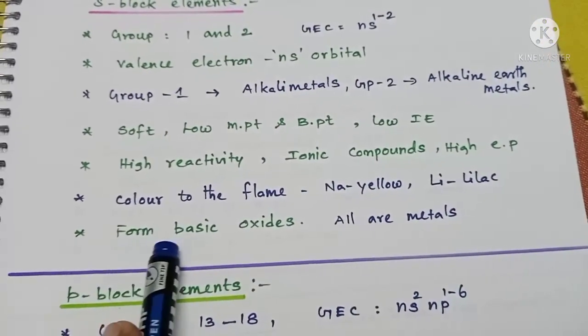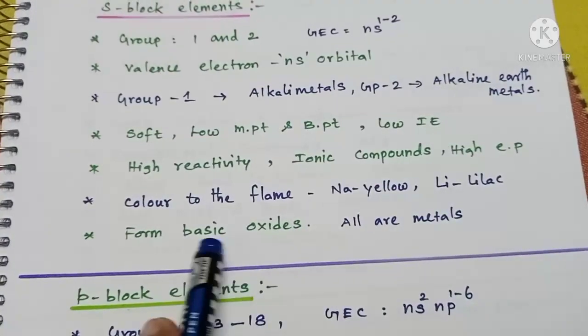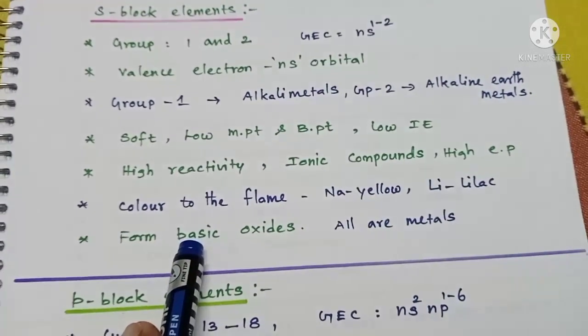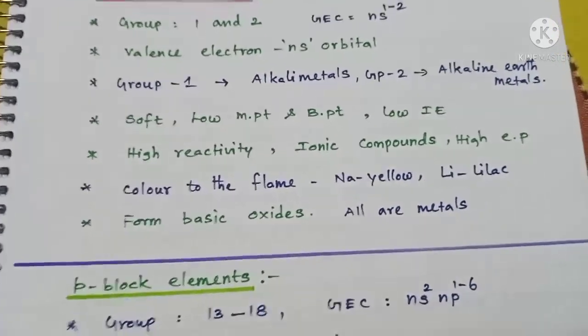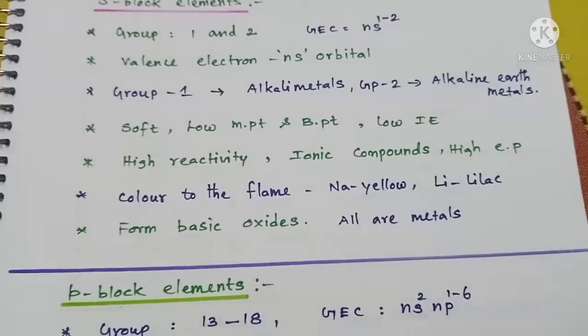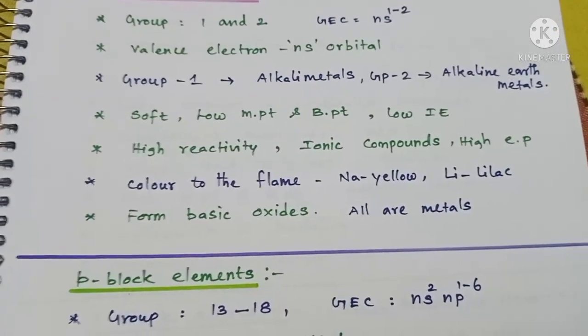And these S block elements readily form basic oxides. That is the reason why they are called alkali metals and alkaline earth metals. Then all are metals. All the elements which are present in S block are metals. So these are some general properties of S block elements.